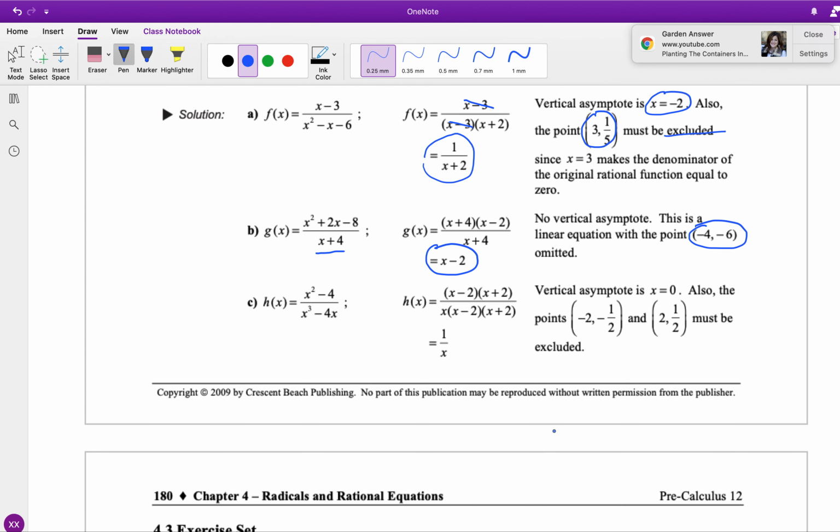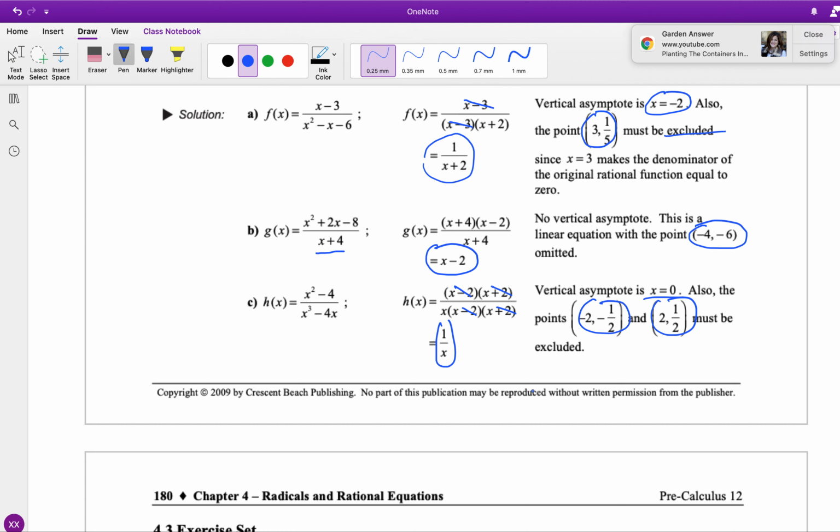Okay. Now this one, both brackets are being canceled. So in this one here, you still have this 1 over x being reduced. So then x equals 0 is your vertical asymptote. But then again and again, your negative 2 and positive 2, those values do not exist because your x cannot be either negative 2 or positive 2. So then two holes are created.